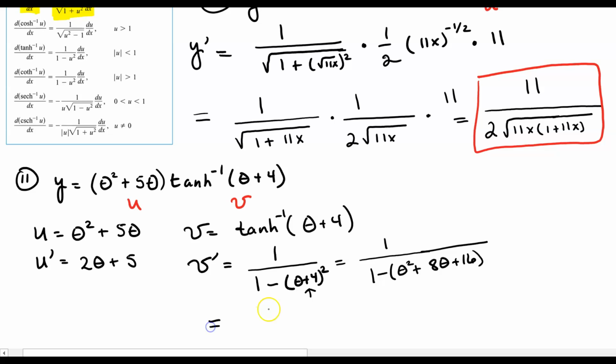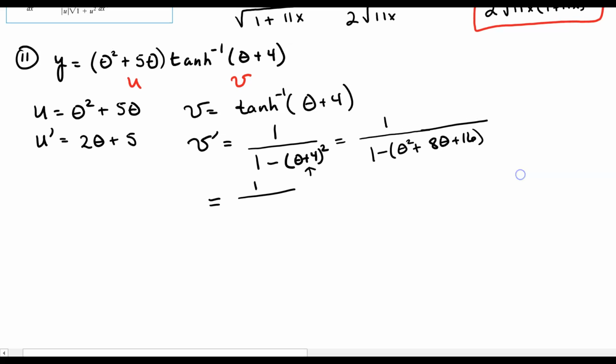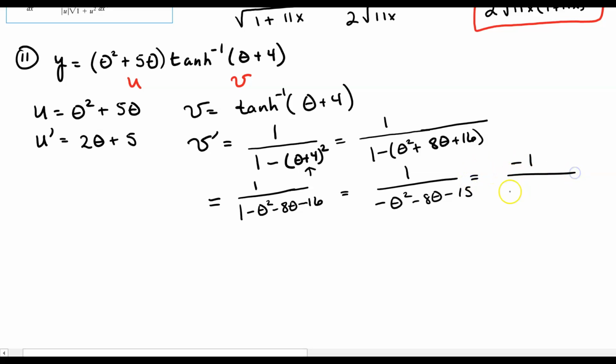You can combine like terms again. You get 1 over, and this is what makes this one a little bit longer, 1 over 1 minus theta square minus 8 theta minus 16, which we can continue to combine like terms. We get negative theta square minus 8 theta minus 15. We can factor out the negative 1 there. All right, we have in the denominator then theta square plus 8 theta plus 15.